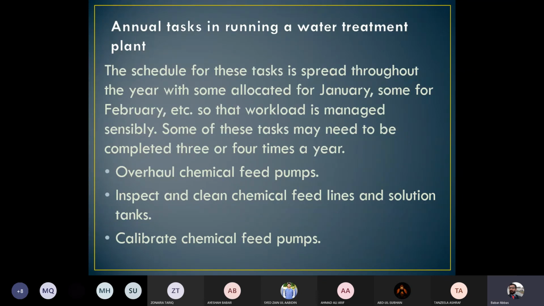The schedule for these tasks is spread throughout the year, with some collected for January, some for February. So all these activities must be spread on a monthly or quarterly basis routine, so that the workload is managed sensibly. Some of these tasks may need to be completed 3 or 4 times a year. Overhaul chemical feed pumps, inspect and clean chemical feed lines and solution tanks, calibrate chemical feed pumps.